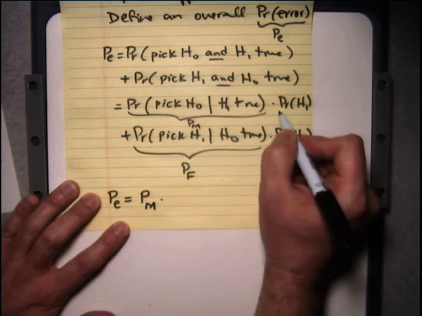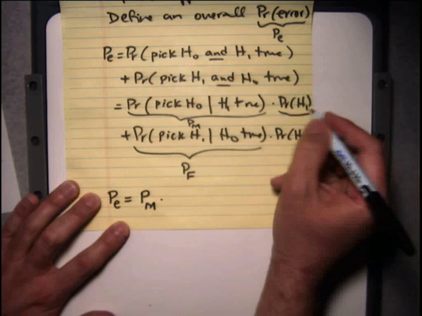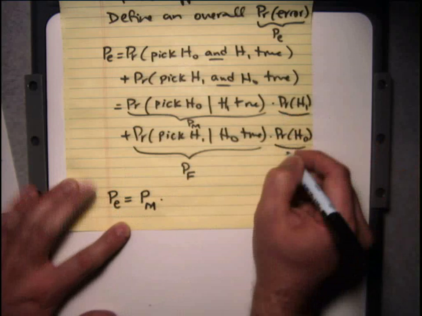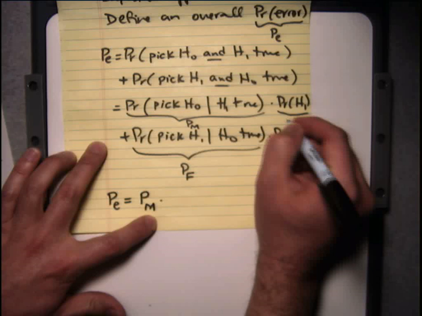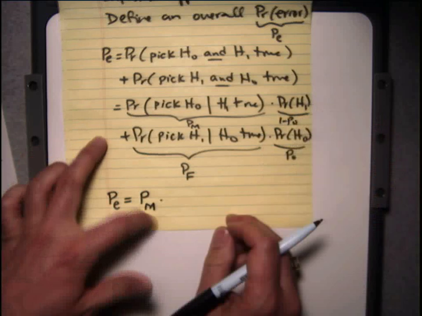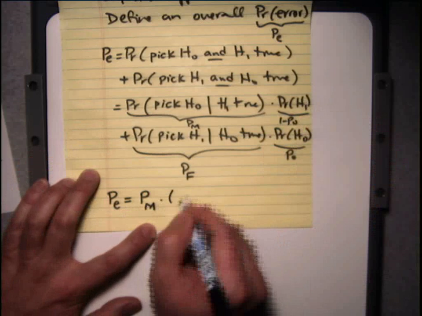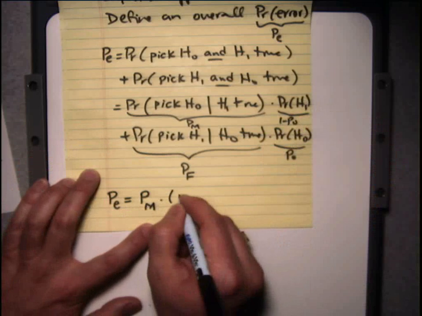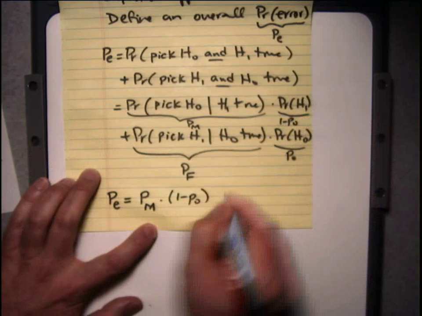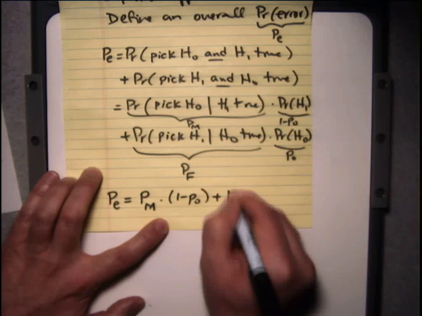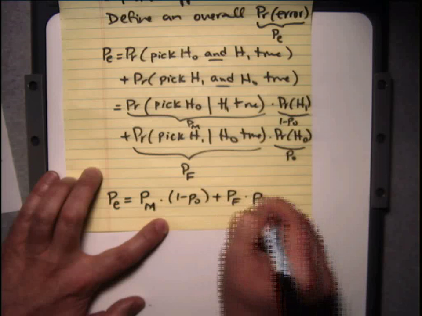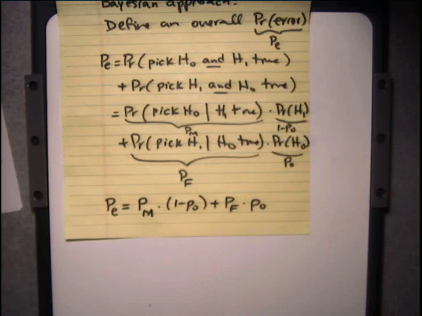So to summarize, I can write the probability of error as the probability of missed detection times, let me call this guy P0, and let me call this guy 1 minus P0, because they sum up to 1. So PM times 1 minus P0, plus PF times P0.